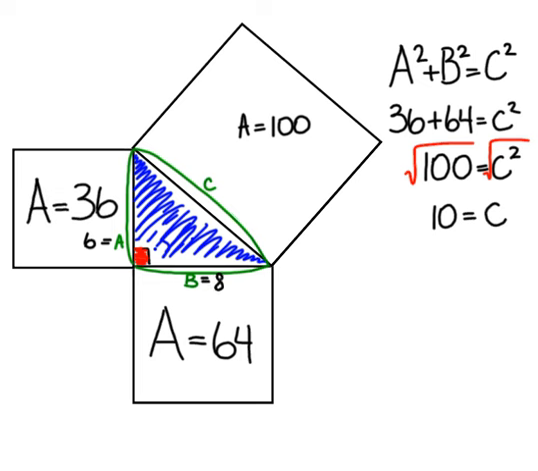So we now know that this is a Pythagorean triangle, or a right triangle, that has two legs, a leg of 6 and a leg of 8, and a hypotenuse of 10. One thing to keep in mind, this is called a Pythagorean triple, which is when you have three numbers that are all whole numbers connected in a right triangle. So you have 3, 4, 5. This one is 6, 8, 10.